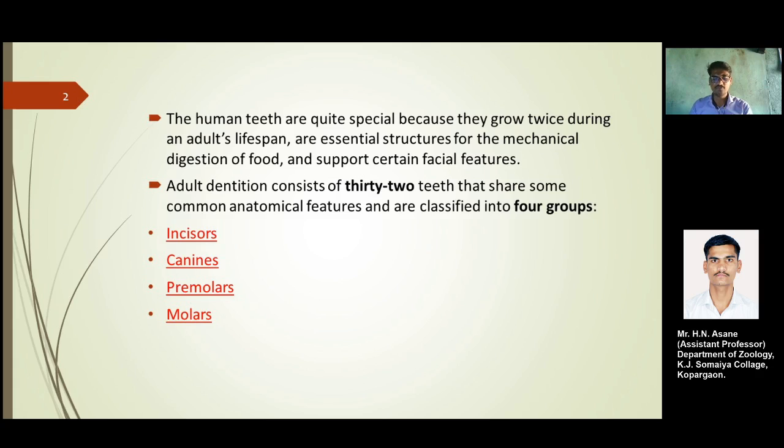Diphyodont means first the milk teeth are going to shed off, and then the permanent teeth are going to take the place of those shed teeth. Each tooth develops from the tooth germ derived from the ectoderm and mesoderm, the tooth germ layers. All teeth have the same basic plan.